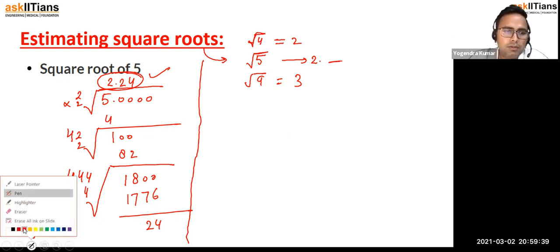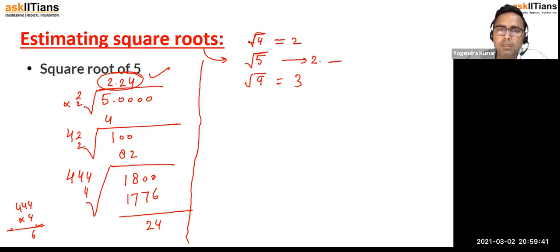We know that root of 4 is 2. Root of 9 is what? See, students, this is the first thing we need to approximate: where the number is going to be. So root 5 is somewhere 2 point like that. This is how you are going to proceed. So what is the first thing you need to do? This is what we got.